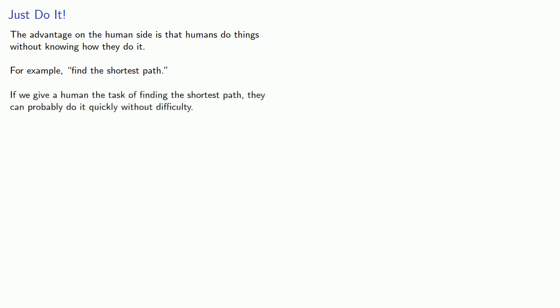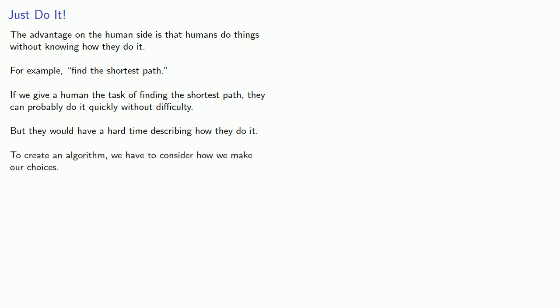The advantage on the human side is that humans do things without knowing how they do it. For example, find the shortest path. If we give a human the task of finding the shortest path, they can probably do it quickly without difficulty. But they would have a hard time describing how they do it. And so to create an algorithm, we have to consider how we make our choices.